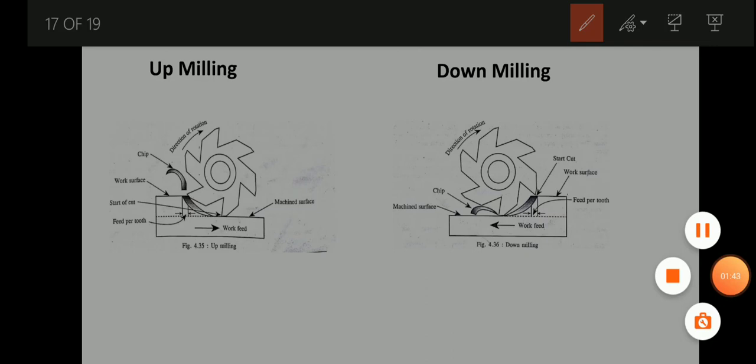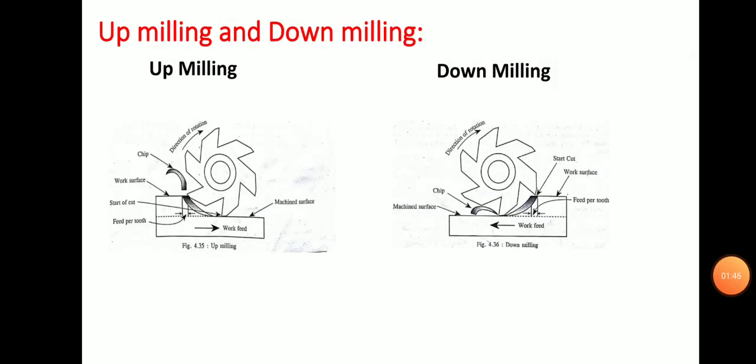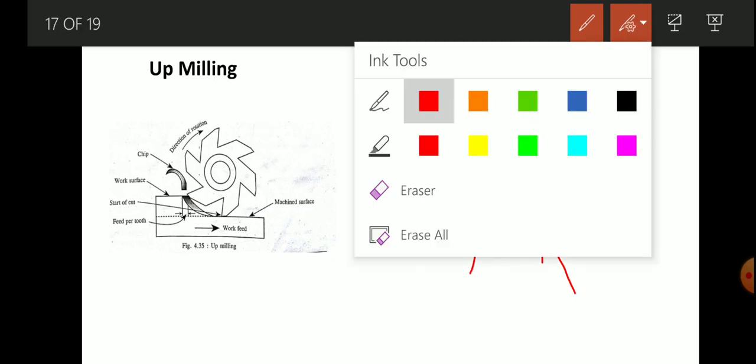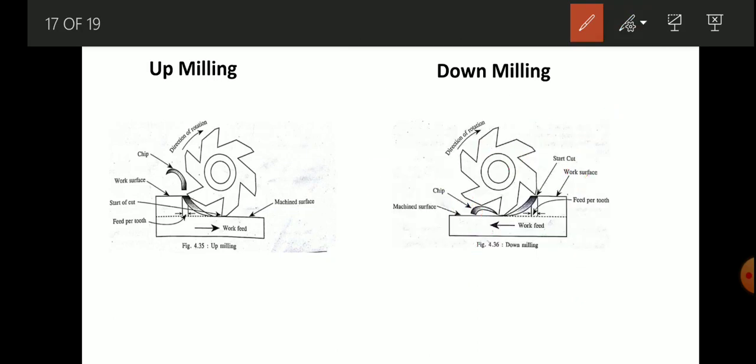Now let us see down milling. Down milling consists of a workpiece and a milling cutter, both rotated in the same direction. This is called the chip. This is the original surface and here we can see the machined surface. This is also called climb milling.